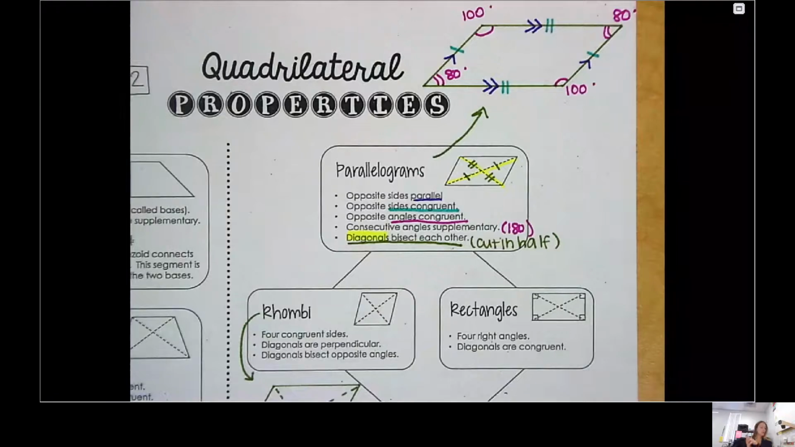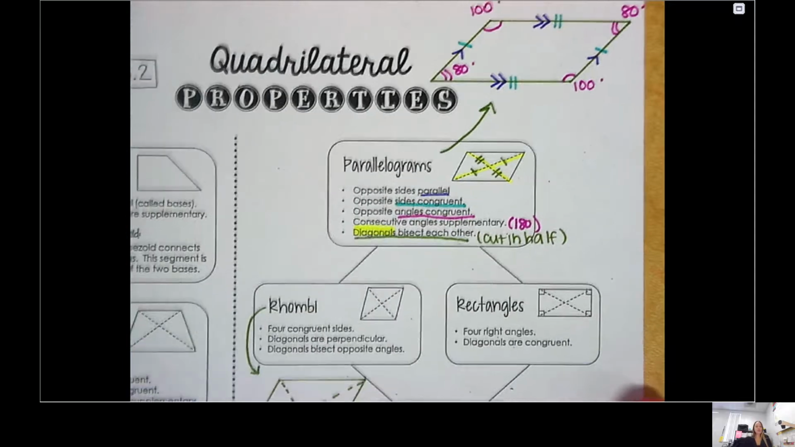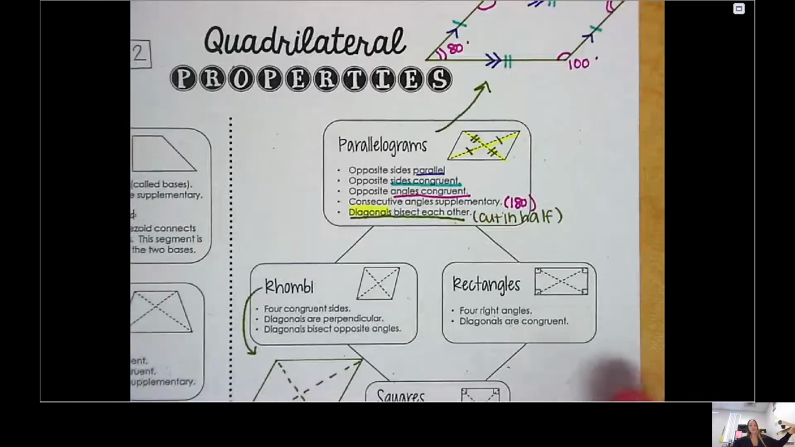Hello, my dears. Today we're going to talk about a different type of quadrilateral. We're going to focus today on rhombuses and rectangles. So we're going to focus on those two very specific types of parallelograms. So let's take a look at their properties.